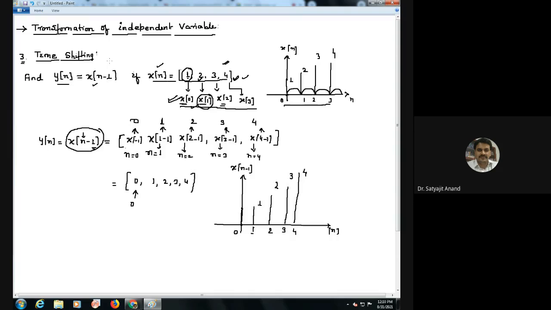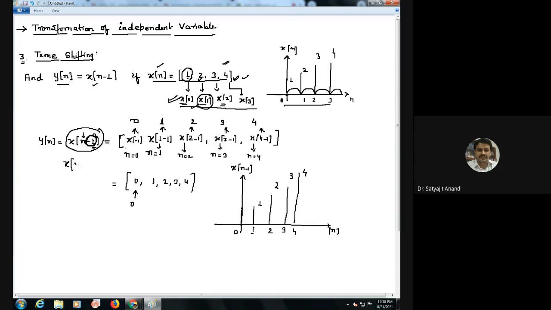So this is called time shifting. So what is time shifting? Whatever the sequence x[n], when it is x[n minus 1], the whole x[n] graph will be shifted by 1 second towards right, students. Towards right.